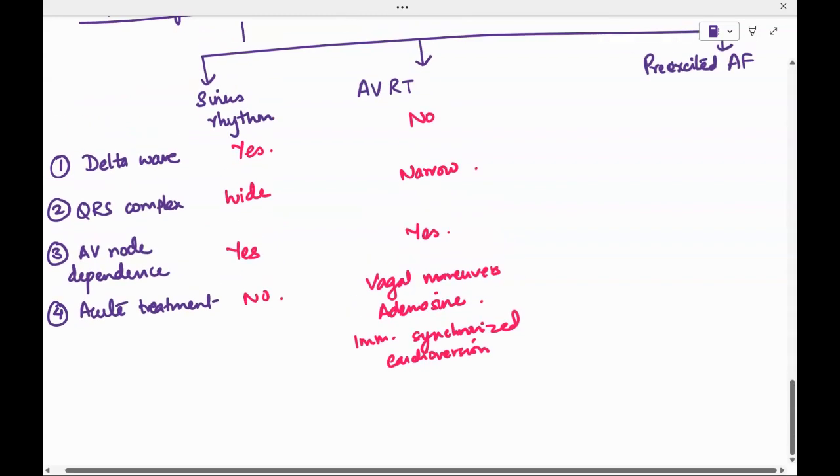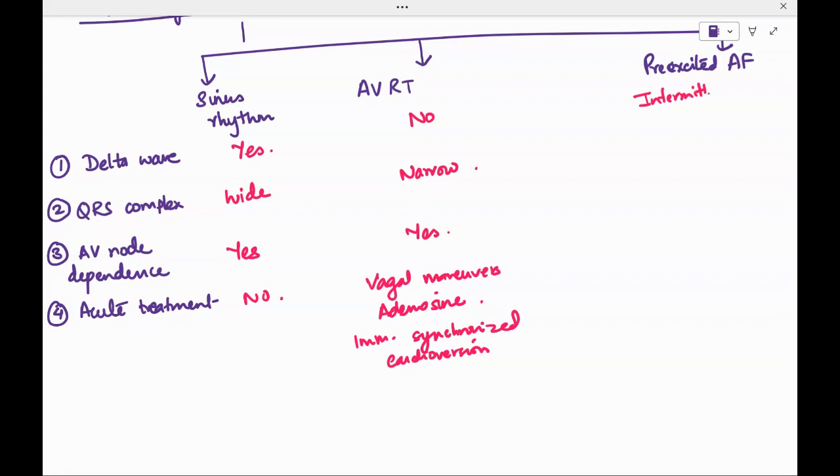Then pre-excited atrial fibrillation. The delta wave can be present intermittently. The QRS complex is wide. AV node dependence, no. And this is very important because as it is not dependent on the AV node, there is a high risk of extremely high ventricular rates. And acute treatment, yes, procainamide. And again, if the patient is hemodynamically unstable, then we can give synchronized cardioversion.